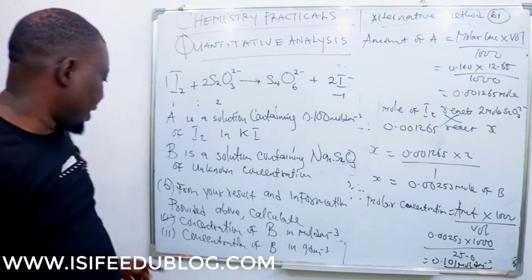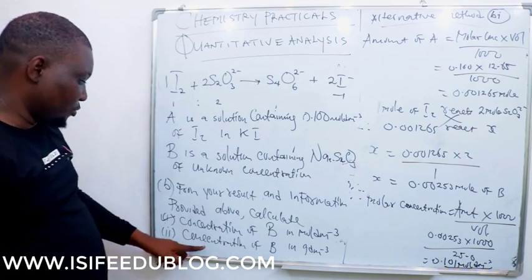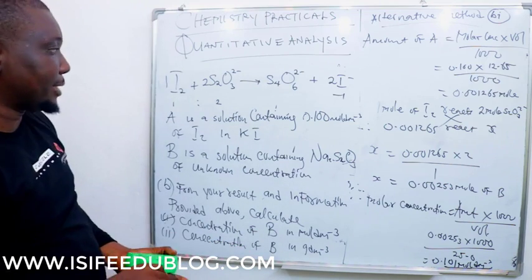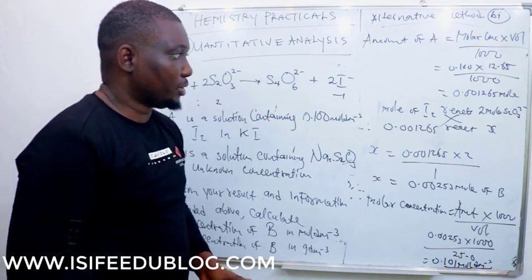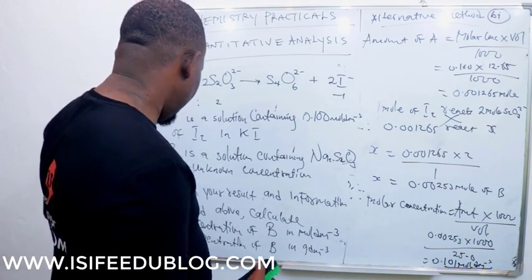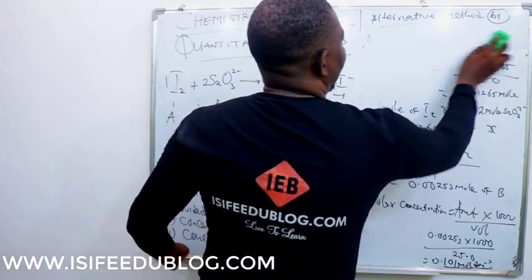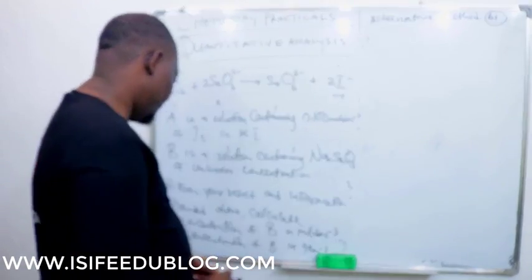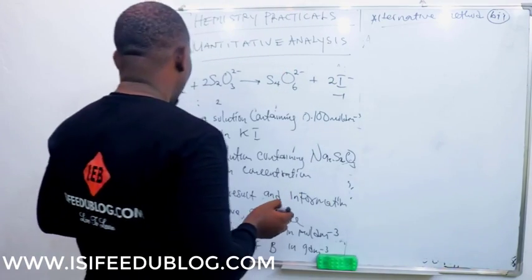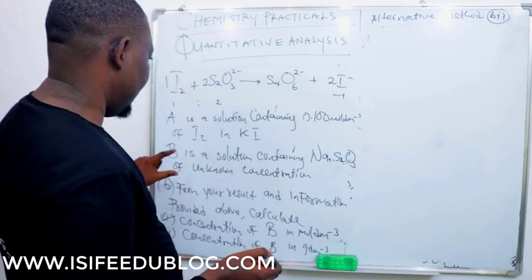Having done this, it is very easy for us to calculate the concentration of B in gram per dm³. You can pause the video and make sure you follow every step in this problem. So I'm going to do this B part of it, that is BII. How do we do this? First of all, go back to the question and see what B is.